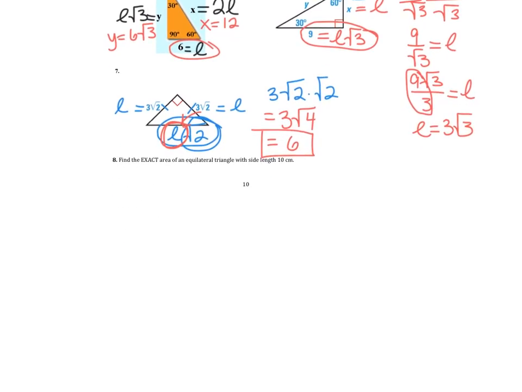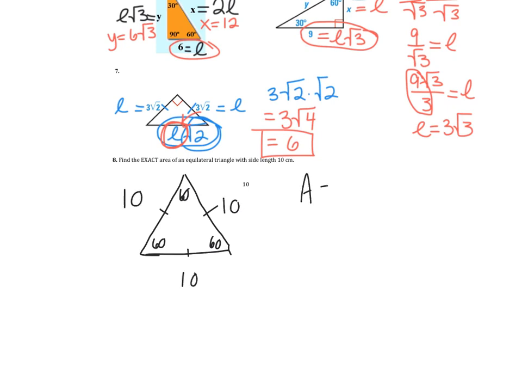All right, last problem over here. Find the exact, meaning I am not going to press anything on my calculator. I'm not going to estimate anything. I'm not going to get a decimal, but I'm finding the exact area of an equilateral triangle with a side length of 10. Whoa, that's pretty gross. Okay, so equilateral means all angles are the same, all sides are the same. It's all congruent. Each side is 10.